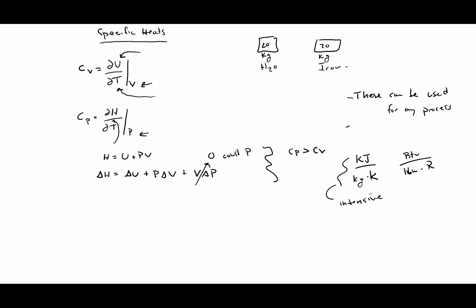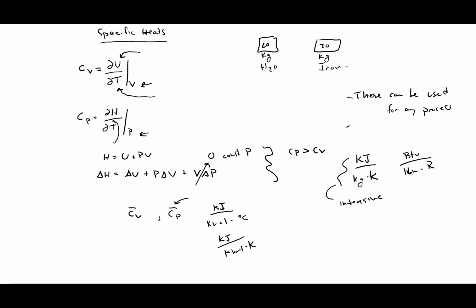Sometimes these are also given on a molar basis. So you'll see C sub V with a line and C sub P with a line. Remember, this line usually means that it's given on a molar basis. The units for these on a molar basis would be, say, kilojoules per kilomole degrees Celsius, or kilojoules per kilomole Kelvin. So just pay attention to the units. When you use a specific heat, make sure that you're using consistent units in your problem.